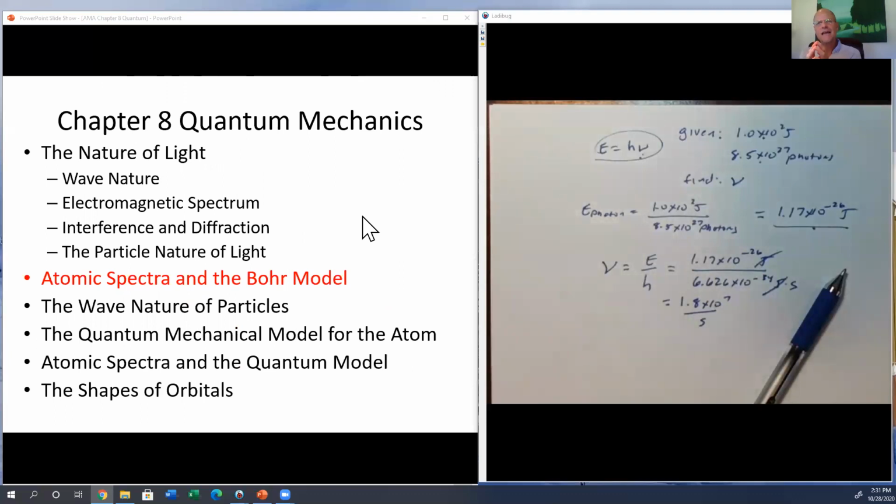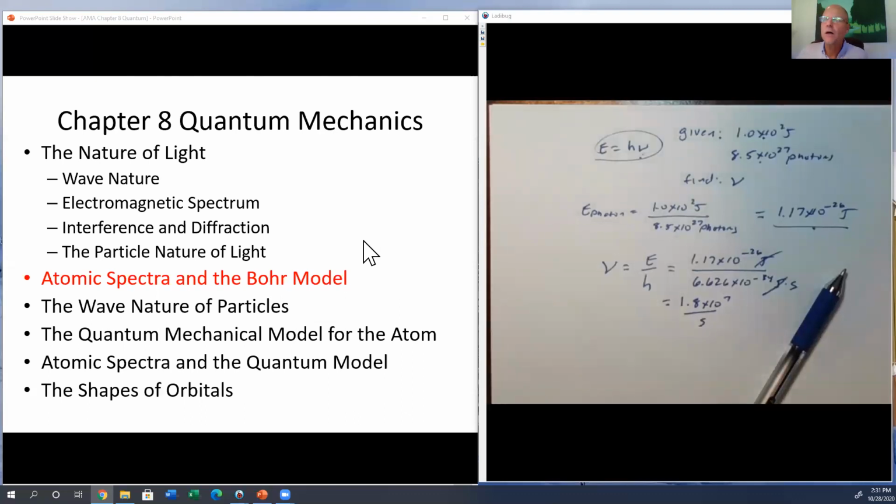Scientists discovered that light came in packets of energy, right? Another way to say that is that light is quantized. That's where the word quantum comes from. A quantum of energy is a packet of energy. So light is quantized, which means it comes in packets of energy.